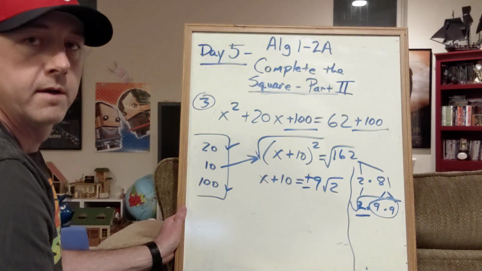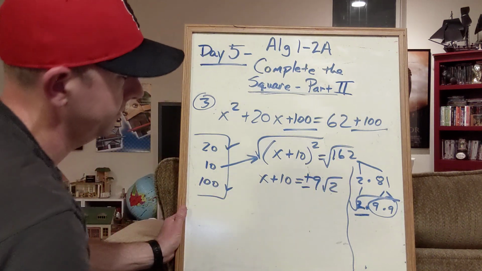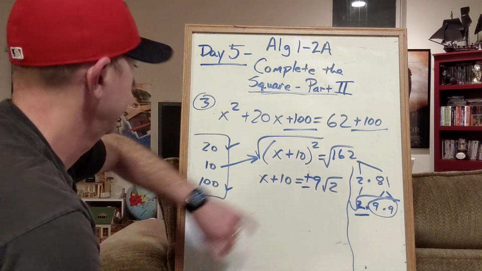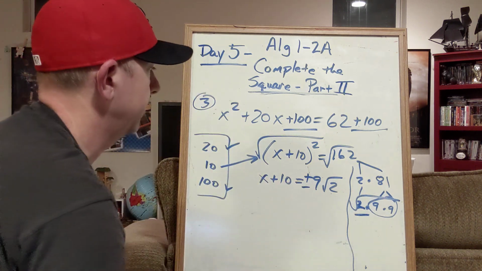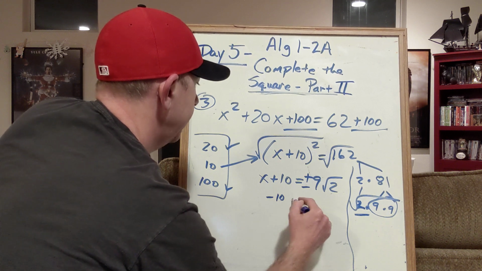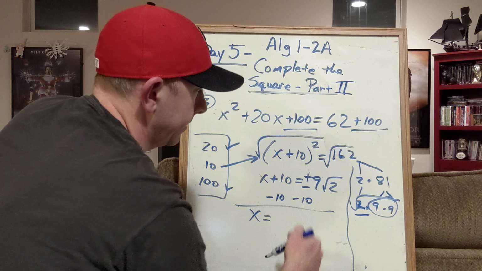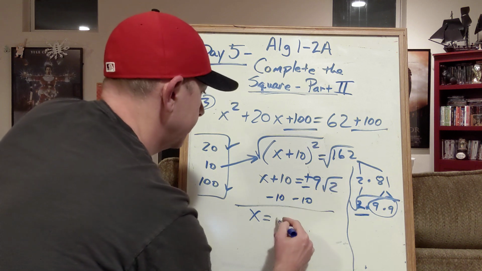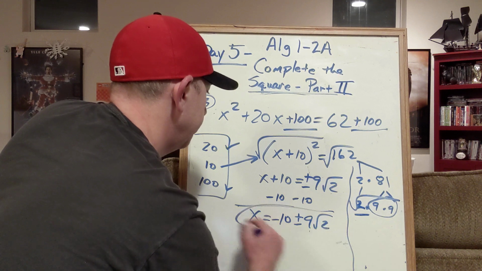So that's what happens to the 162. If you skip simplifying 162 and just write it down here again and move the 10, you're not going to lose all credit on a test or a quiz, but we want to simplify it as far as possible. So now we subtract the 10. However, this is still 9 radical 2, so it's not a like term. So our answer ends up negative 10 plus and minus 9 radical 2.